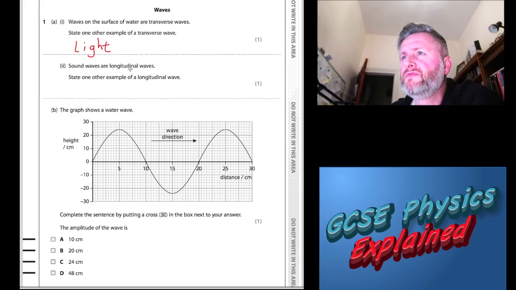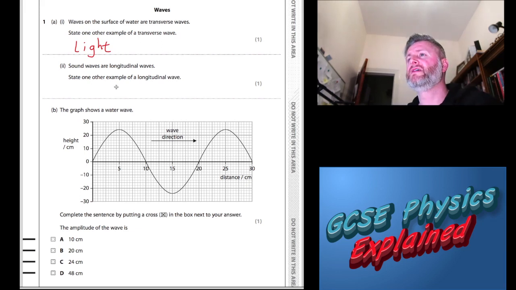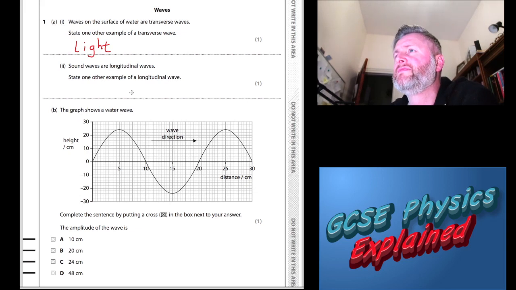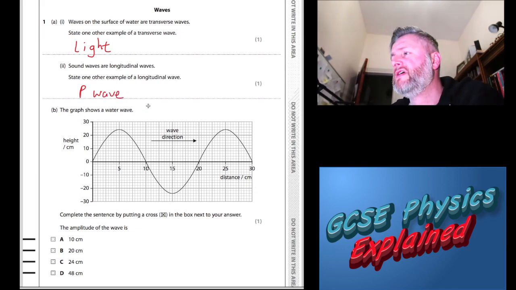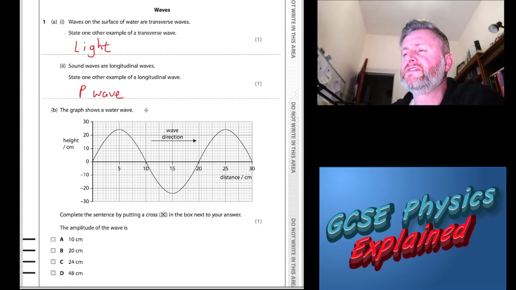Sound waves are longitudinal waves. State one other example of a longitudinal wave. You can have a P wave, which is a seismic wave, it's an earthquake wave. You could have ultrasound, you could have infrasound.